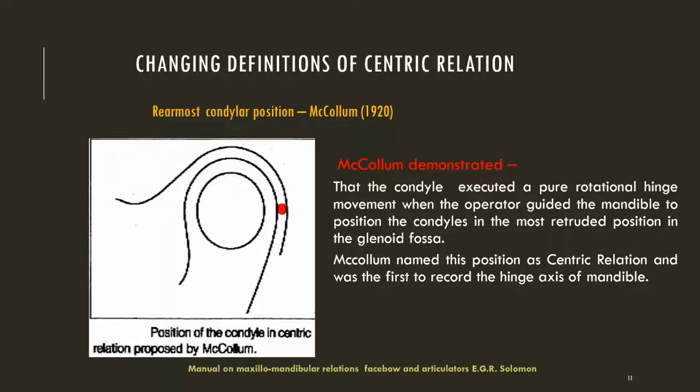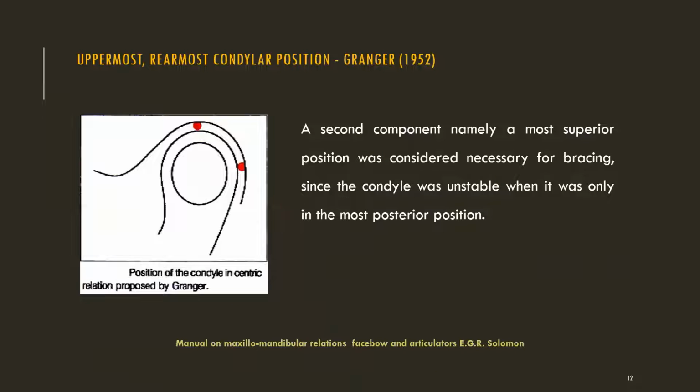Coming to the changing definition of centric relation, first McCollum in 1920 demonstrated that condyles execute a purely rotational hinge movement when the operator guided the mandible to the position where the condyle is in the most retruded position in the glenoid fossa. McCollum named this position centric relation, and he was the first to record the hinge axis of the mandible. Secondly, Granger in 1952 suggested a second component should be added, which is a superior position, and this was necessary for bracing, as the condyles would be unstable when it was only in the most posterior position.